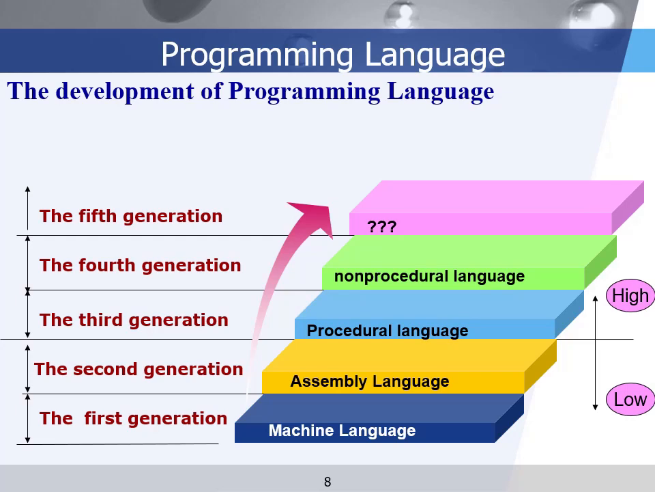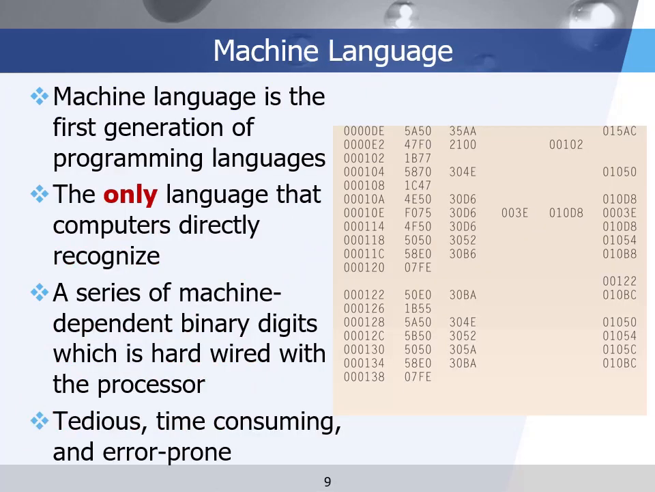We still don't know, but maybe the pure natural language programming. The machine language is the first generation of the programming language, just like we showed on the right. So all of this are machine language. This is the only language that computers can directly understand and execute. So it's a series of machine-dependent binary digits, which is hard to write and understand.